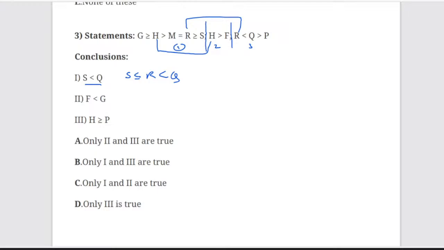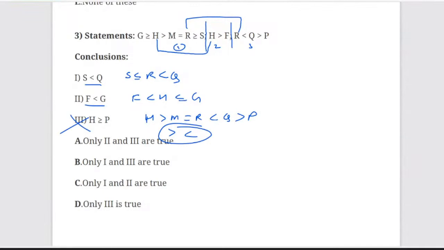Second one, F is less than G. F is less than H. H is less than equal to G. So second is also done. Third one, H is greater than equal to P. It's showing H is less than Q and Q is greater than P. Now, if you see the third conclusion, directly you can say that what is this nonsense? This greater than, less than are together. So definitely this third will be wrong.